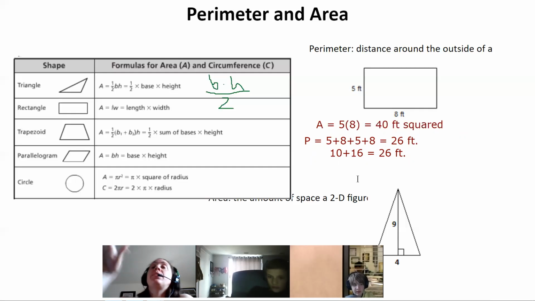And you don't have to label it squared. Perimeter is just whatever it is, because it's not all the stuff inside. It's around the fence.